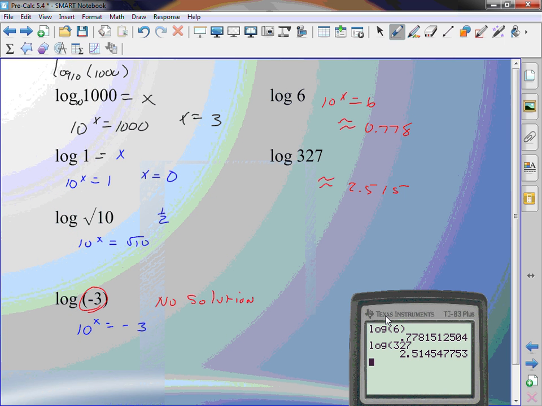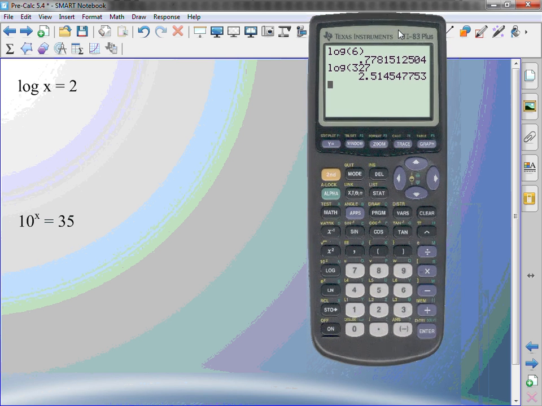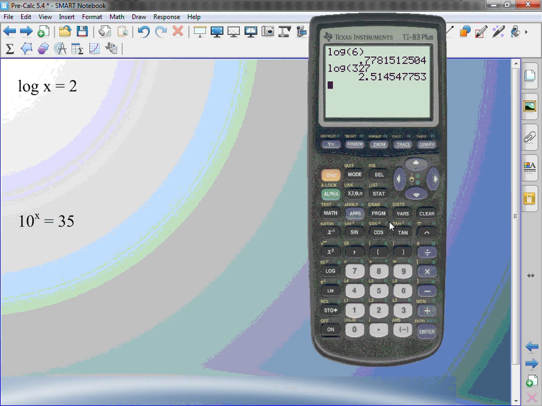So logs are the opposites of exponentials. I have log of x equals 2. I can't solve this in the calculator. I can't put log x equals 2. Now, I need to rewrite it. What's my base really right here? 10. What's another way I can rewrite this?